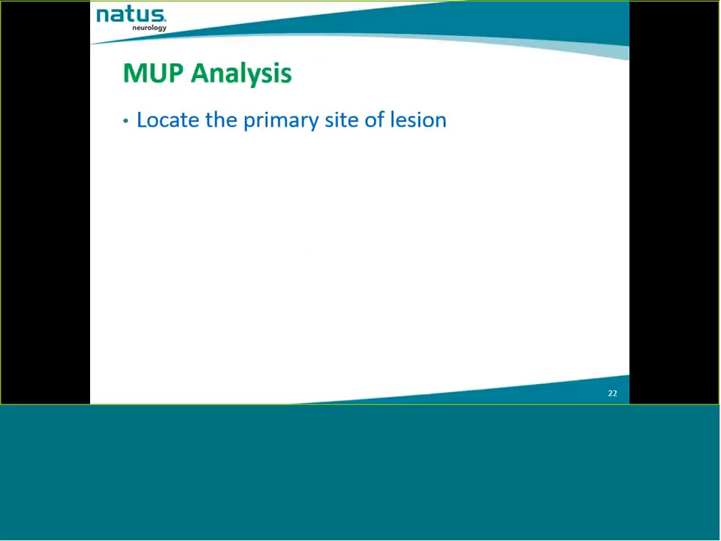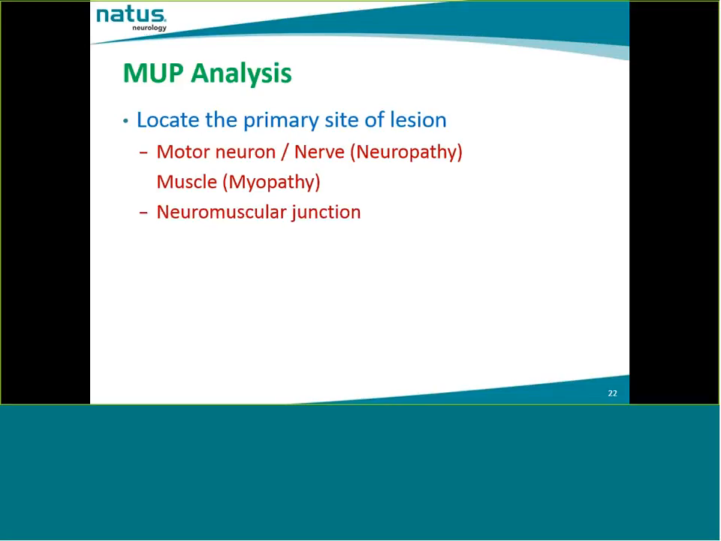So MUAP analysis is very useful to locate the primary site of lesion. One of the key questions in the EMG examination is: is this myopathy or is this neuropathy? Where is the lesion? Is it in the nerve or the neuron, or is it in the muscle? And this is something that is easily addressed by motor unit potential analysis. It is also useful to study diseases of the neuromuscular junction.